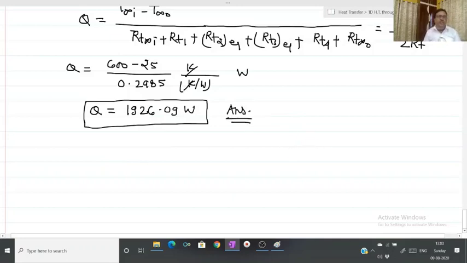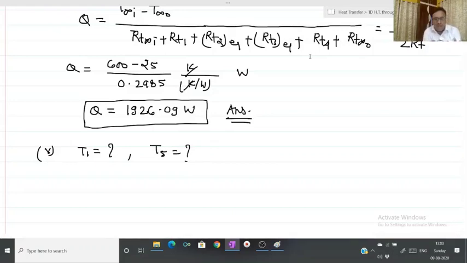So this way I could calculate Q as well. Now the fifth value we want to calculate is T1 and T5. Before going into the detail of calculating the values of T1 and T5, I have the known value of Q. I have the known values of temperatures T infinity I and T infinity O. I have the known calculated values of individual thermal resistances.